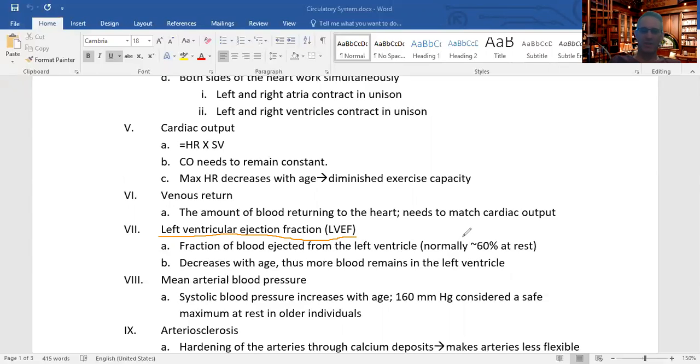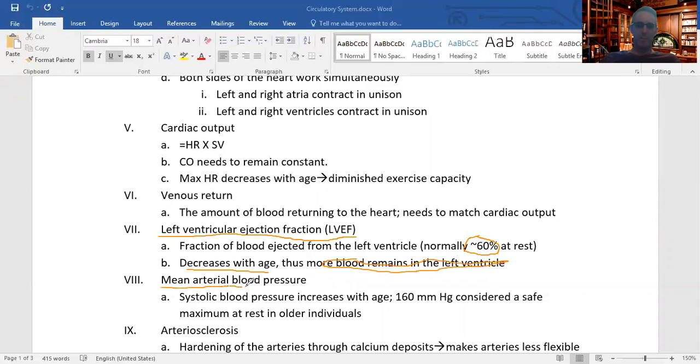Well, at rest, this left ventricular ejection fraction is usually about 60%. And this is what they use many times to determine if somebody has decreased heart function and might need a heart transplant. It's this left ventricular ejection fraction that they look at as a variable. Well, LVEF goes down with age. More blood stays behind in the left ventricle.